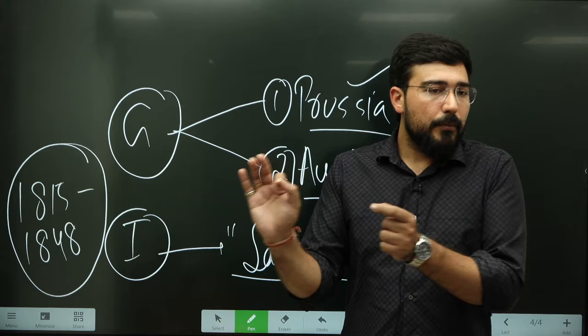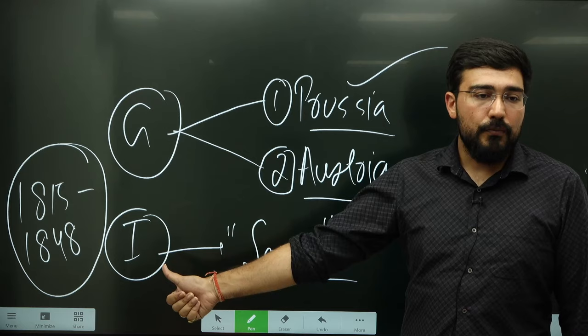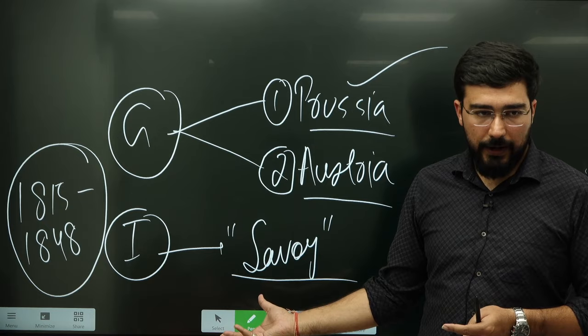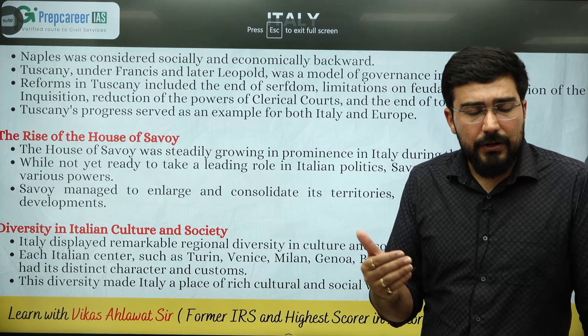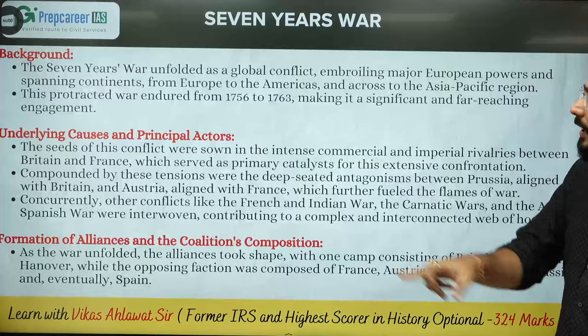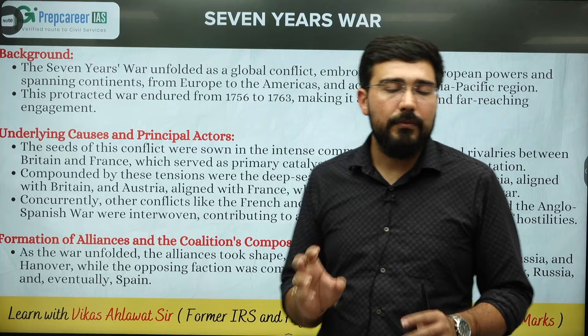And this Italian resurgence is going to become very, very important only after 1848. They will take the help of France, they will take the help of Prussia, and that's how Italy will later be unified. We have to remember all these profiles because it will become very easy to understand what will happen in Vienna, and what were the challenges faced by these various powers later on. This was Italy. Eventually, the most important part which we have to remember is the Seven Years' War.